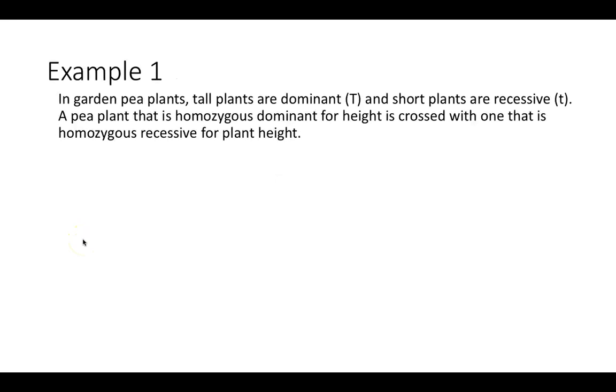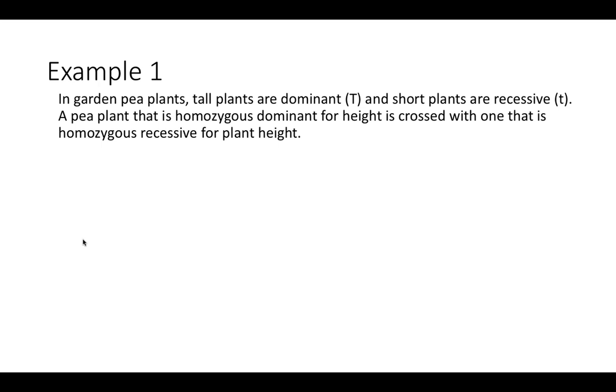Now on to our problem. Our problem, in garden pea plants, tall plants are dominant, capital T, and short plants are recessive, lowercase t. A pea plant that is homozygous dominant for height is crossed with one that is homozygous recessive for plant height.